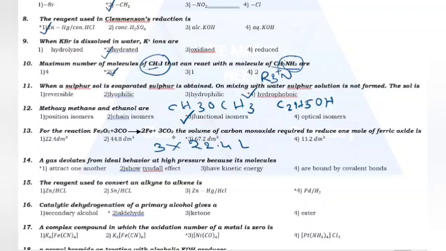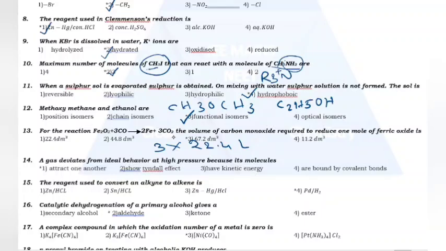Next, a gas deviates from the ideal behavior at high pressure because its molecules. Under high pressure, always the gas molecules attract one another. According to the ideal behavior, there is no force of attraction, but under high pressure, definitely the forces of attraction are not negligible. We can say that they deviate because they attract one another more.